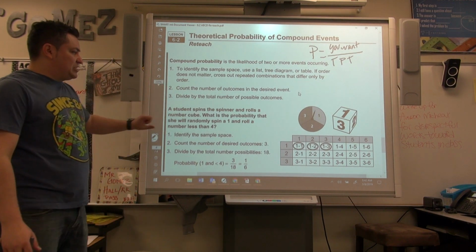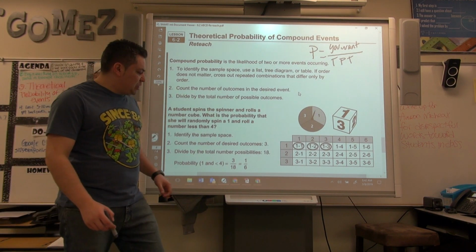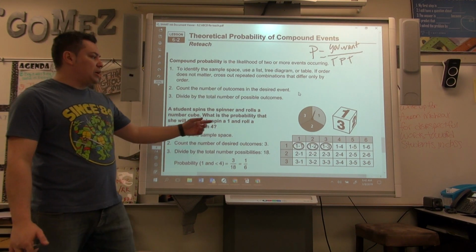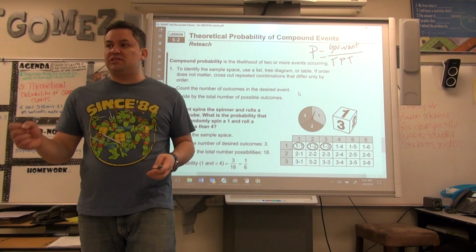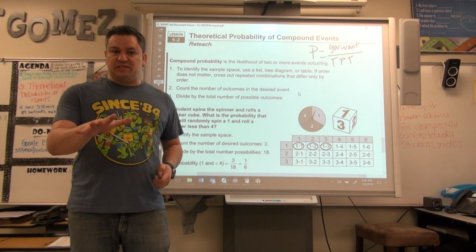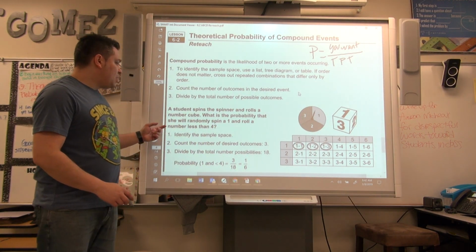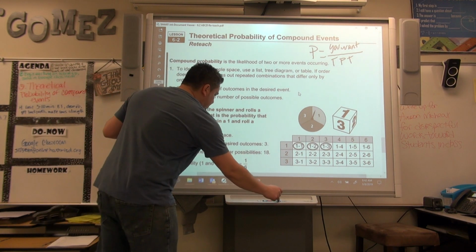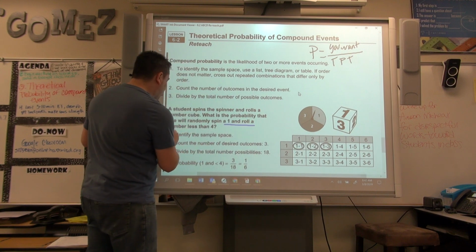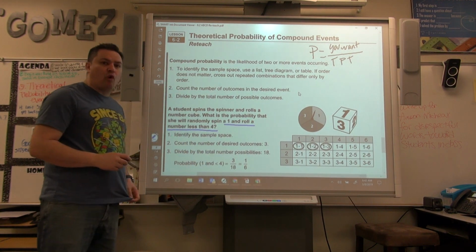We have a sample right here. A student spins a spinner, numbered 1 through 3, and rolls a number cube. It does the same thing, both of them at the same time. A number cube is a dice, it has 6 numbers, 1 through 6. What is the probability that she will randomly spin a 1 and roll a number less than 4?